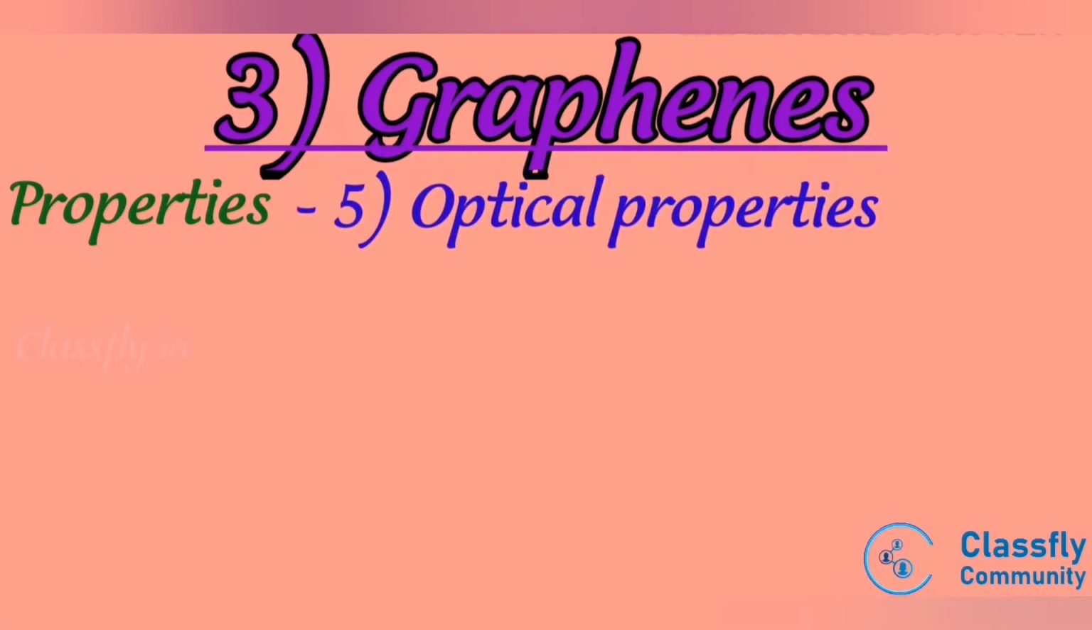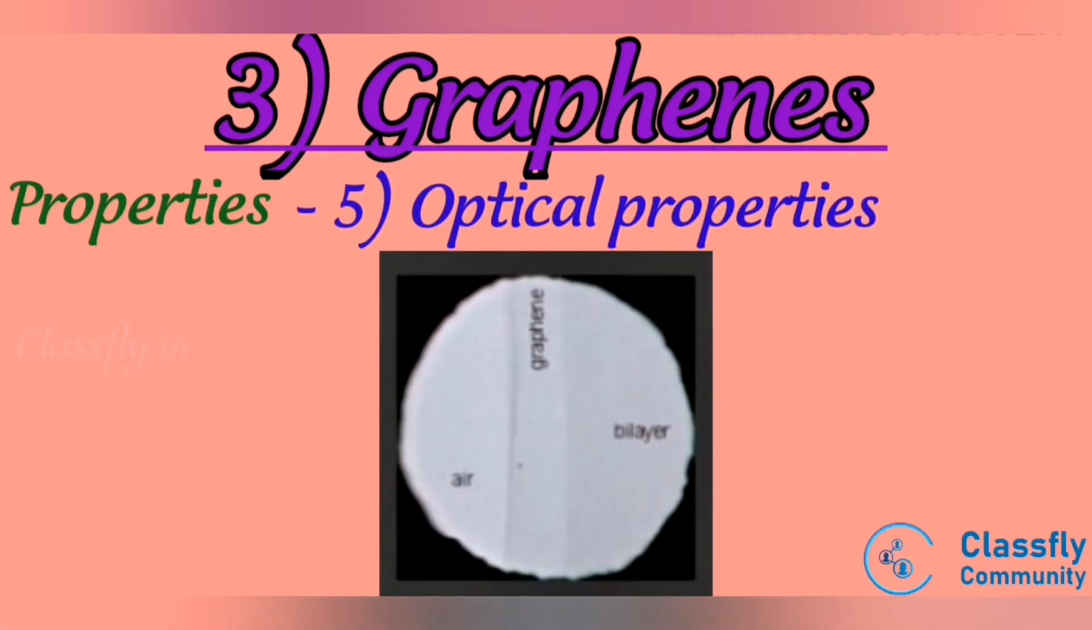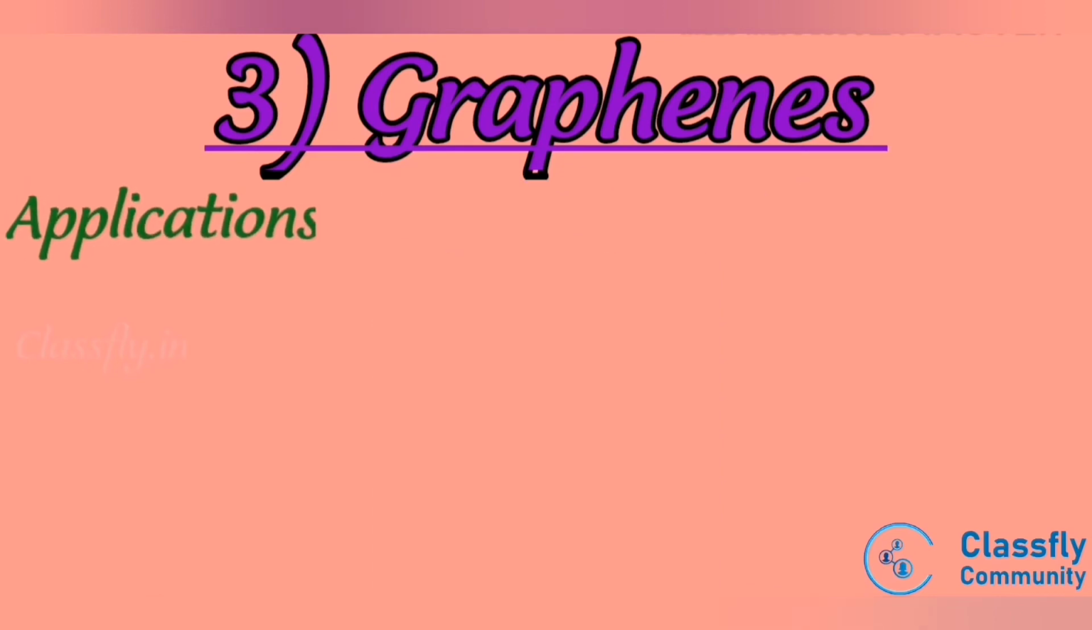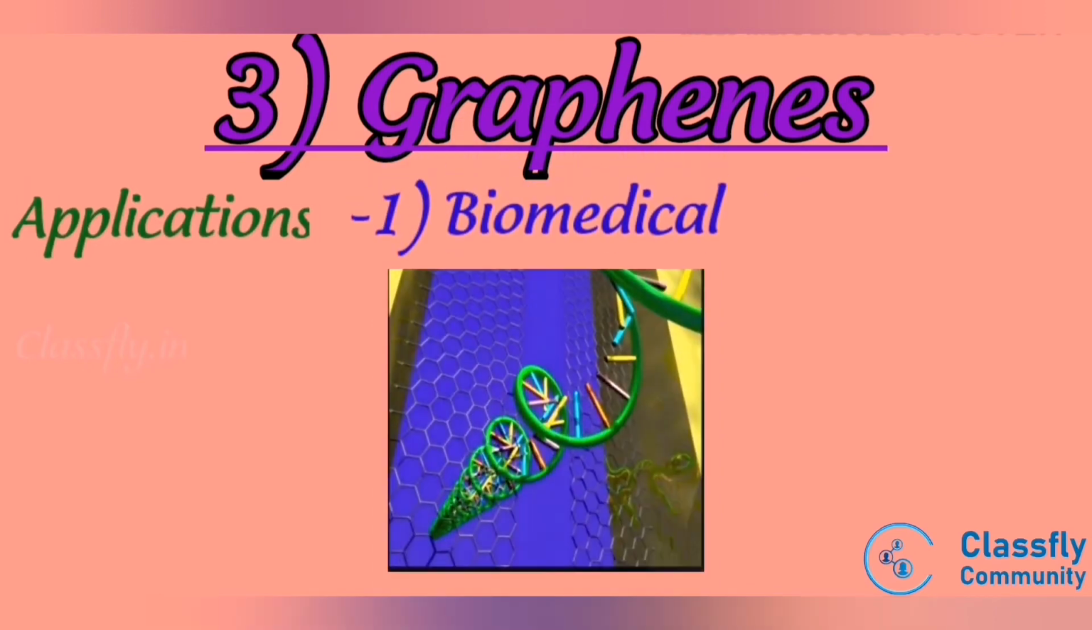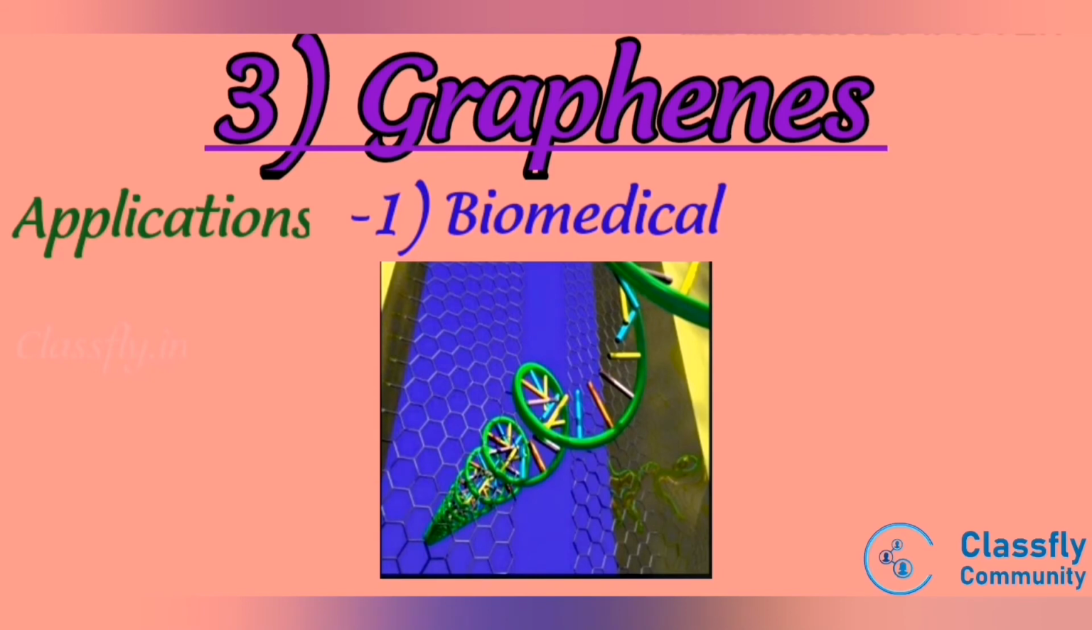Fifth one is optical properties. Graphene, despite being only one atom thick, is still visible to the naked eye. Due to its unique electronic property, it absorbs a high 2.3% of light that passes through it. Application. First one, biomedical. Graphene could soon be used to analyze DNA at record-breaking pace.